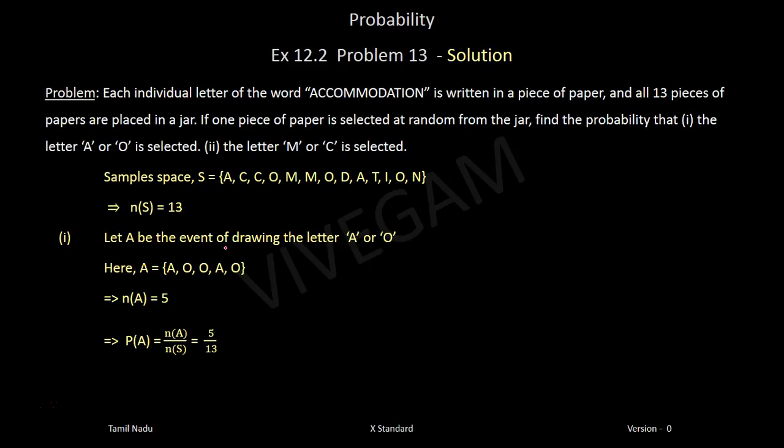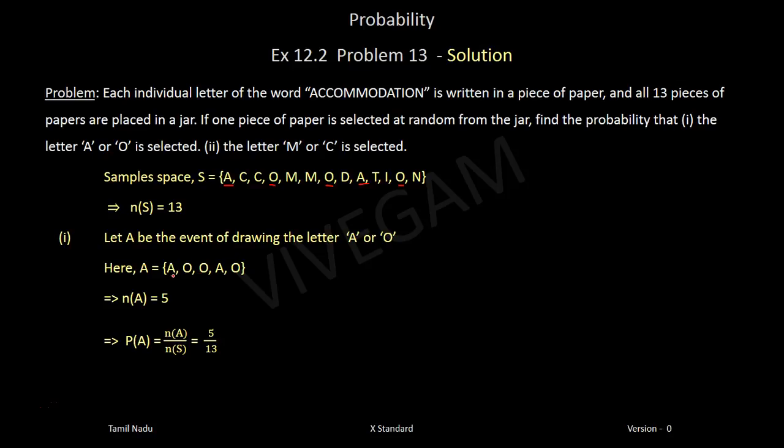So let A be the event of drawing the letter A or O. If A comes, it's positive. If O comes also, it's a favorable outcome. Both are considered favorable outcomes. So the set A will consist of this, this, this and this, so 1, 2, 3, 4, 5. All of these will come into this set A.